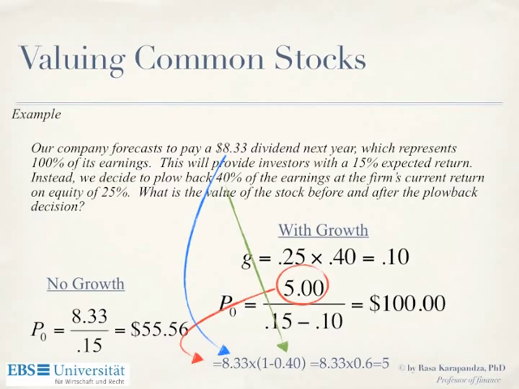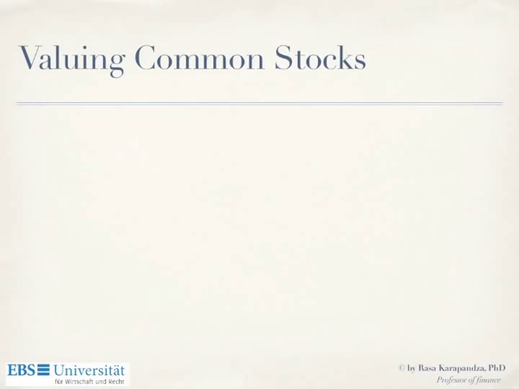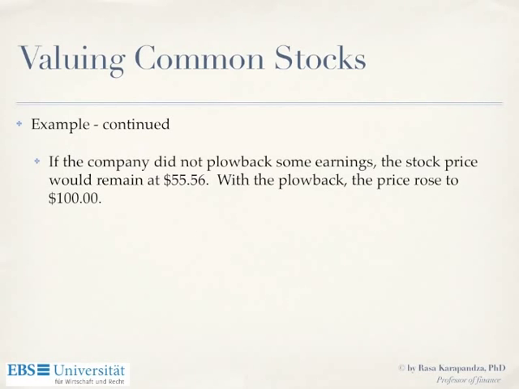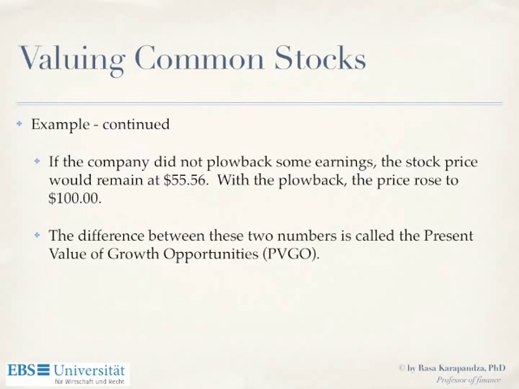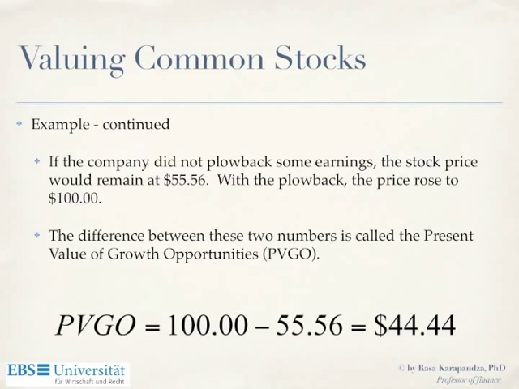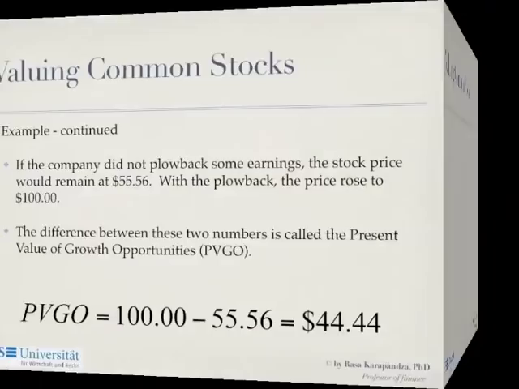Actually, the difference between these two numbers, so there is no growth 55, with growth 100, and the difference between these two numbers is what we call the present value of growth opportunities. So this is the difference between the case when you grow minus when you don't grow. So the present value of growth opportunities in this case is $44.